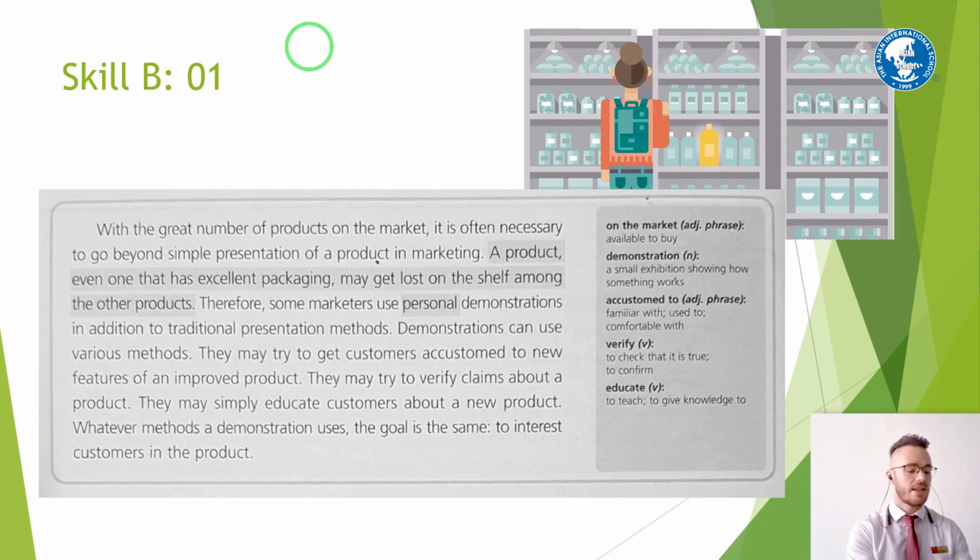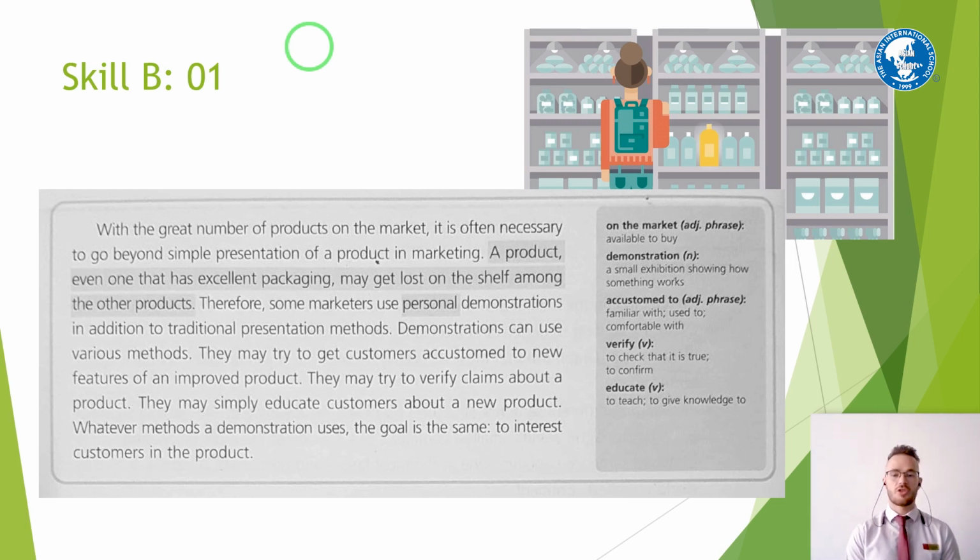Before we read, there are 5 vocab points that we should have a look at. The first is on the market. Okay, this is a phrase which basically means available to buy. So we often talk about games consoles before they come out. They're advertised and everybody knows they're coming, and you can pre-order them before they are on the market or before they are available to buy. Okay, once they've been released, then they are on the market and they are readily available to buy.